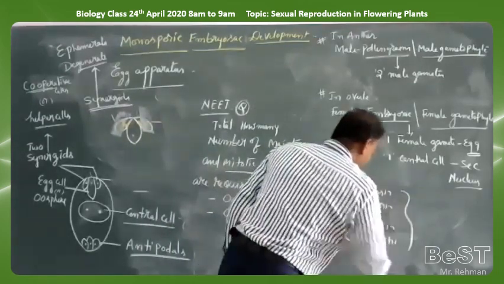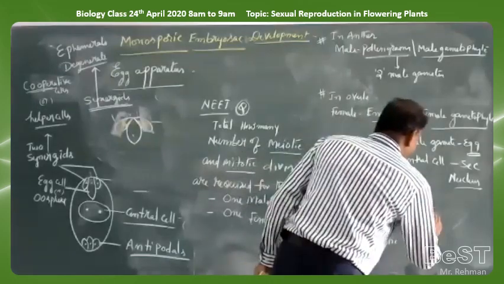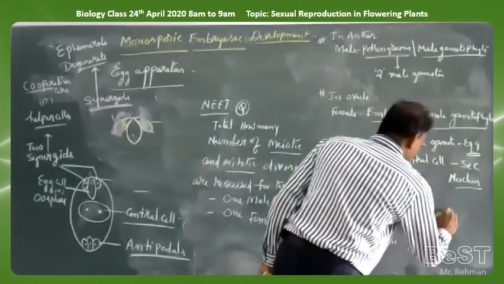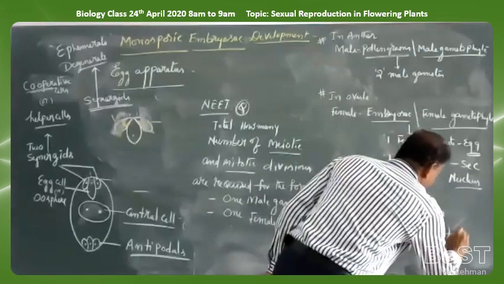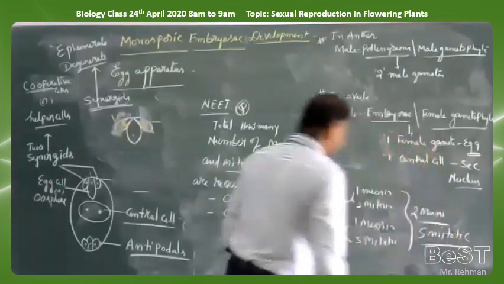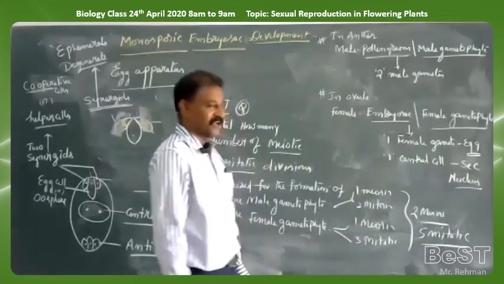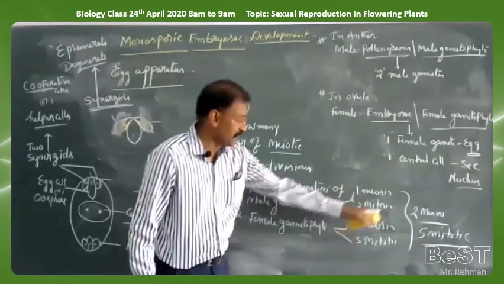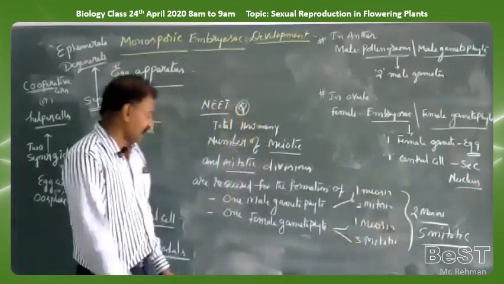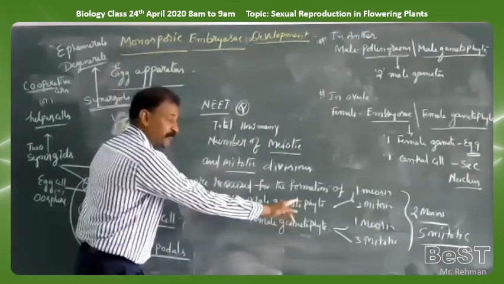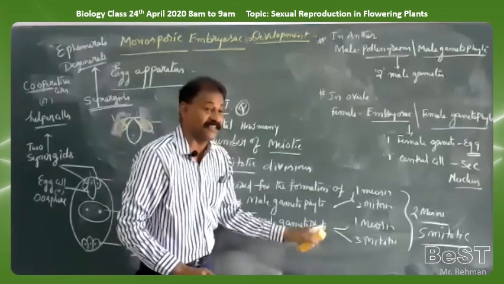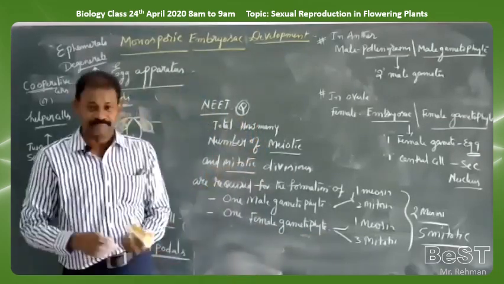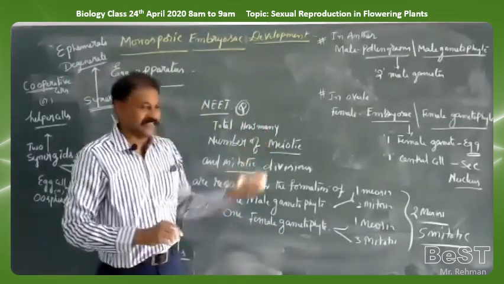So in total, 2 meiotic and 5 mitotic divisions. 2 plus 3, 5 mitotic divisions. 1 plus 1, 2 meiotic divisions for the formation of one male gametophyte, that is the pollen grain, and one female gametophyte, that is the embryo sac. Neat question. We'll see in the next class.